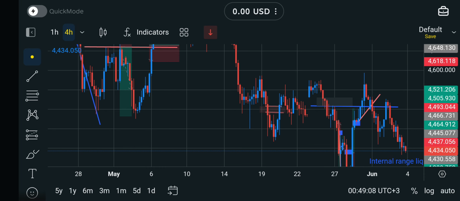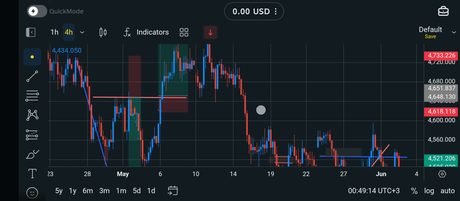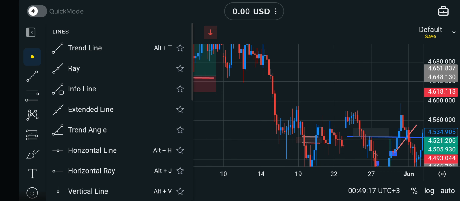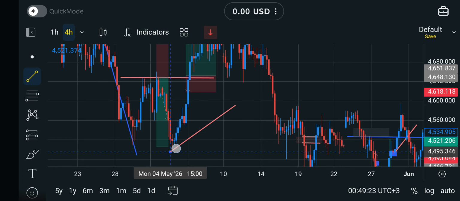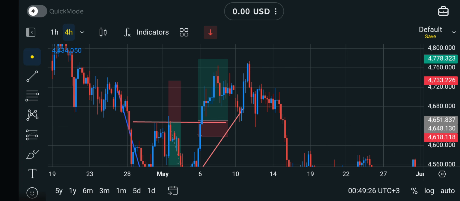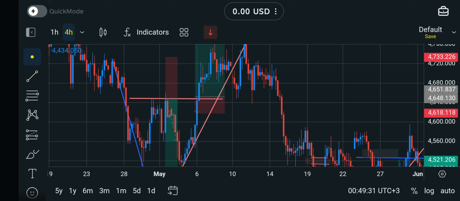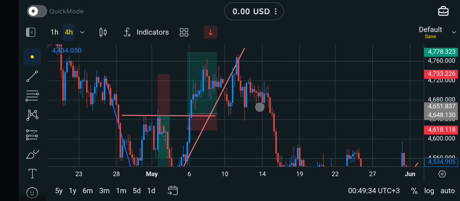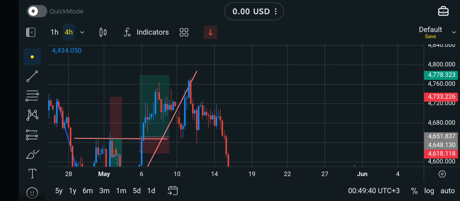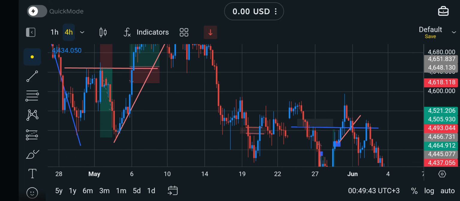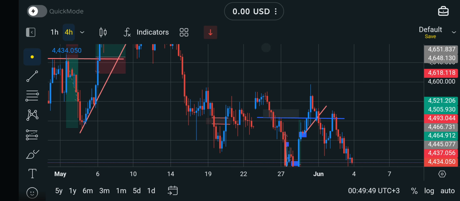As you can see here, there was a creation of higher highs and higher lows leading to an uptrend on the market. You can see it created higher highs, so the market went higher, and then it did a market structure shift, a change of character. The sellers took over the position of the market, so the market went downwards.